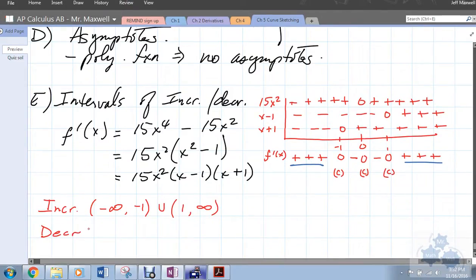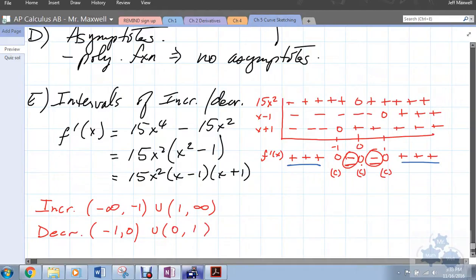We're decreasing wherever the first derivative is negative. So here and here, and negative 1 to 0. Typically, we don't include this 0. We'll state two separate intervals because there is a disruption in this negative sign here. So let's do this interval and this interval. So that's negative 1 to 0 and 0 to positive 1. So there's your intervals of increase and decrease.